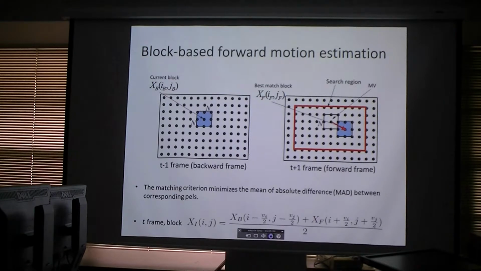What is V? V is the motion vector. Vi represents the horizontal part of the motion vector, and Vj represents the vertical part. Okay, why did you divide it by 2? Yeah, here it is based on the assumption that the interpolated frame is equidistant from the backward frame and the forward frame. The assumption is that the intermediate frame has the same distance to the backward and forward frames, so the motion vector is divided by 2.